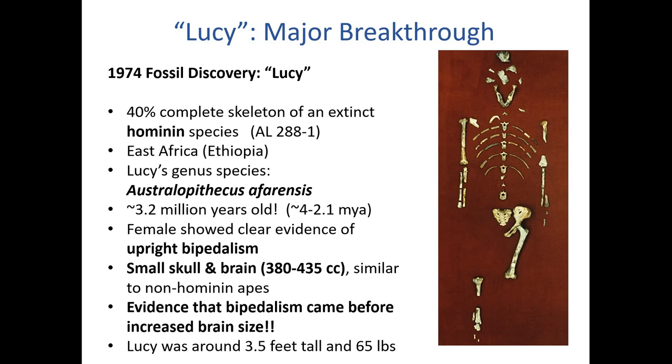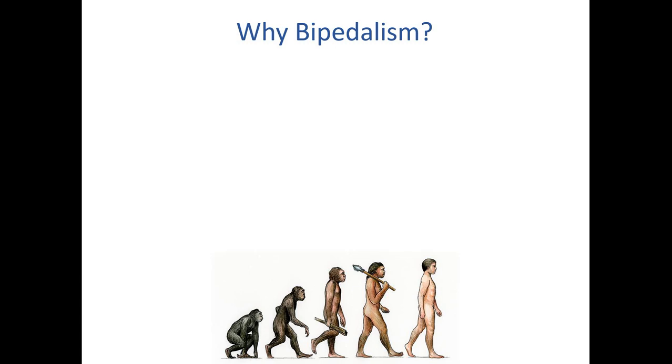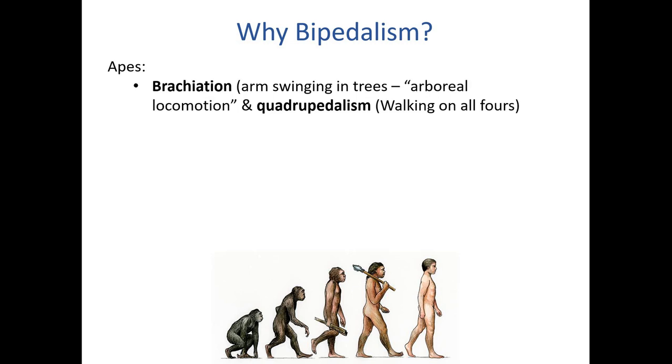Okay, so Lucy provided clear evidence, again, that bipedalism came before increased brain size. So the question is, why did we evolve bipedalism? The great apes that we see today, and probably the last common ancestor that we shared with them, have this form of locomotion called brachiation. Brachiation is basically the ability to swing between trees and branches with your arms, and that requires a different skeletal structure and different shoulder blades and shoulder composition than we have. So we don't have this brachiation ability. We could do it somewhat, but obviously nowhere near as well as apes.